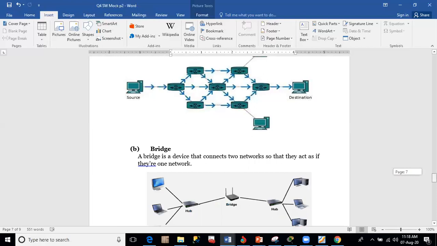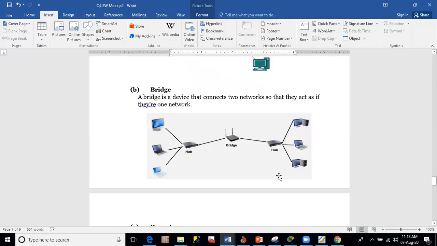A bridge. A bridge is a device that connects two networks so that they can act as if they are one network. It comes from the word bridge. In our own layman's understanding, you can take a plank to connect two areas of the same nature. Make sure you understand: the same nature.